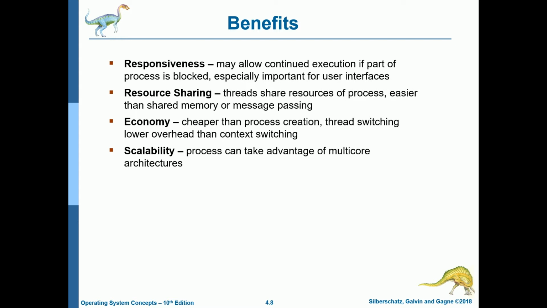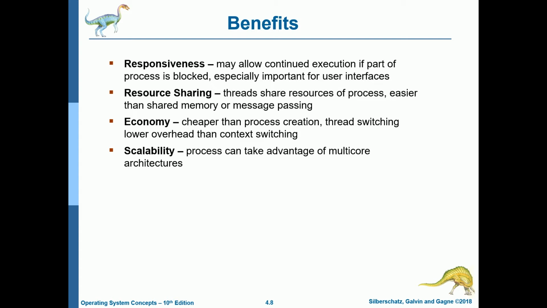The economy. Allocating memory and resources for process creation is costly. Because threads share the resources of the process to which they belong, it is much more economical to create and context-switch threads. Empirically gauging the difference in overhead can be difficult, but in general, thread creation consumes less time and memory than process creation. Additionally, context switching is typically faster between threads than between processes.